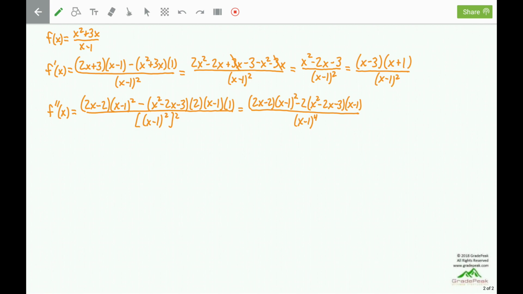As a rule of thumb, the power in the denominator of each successive derivative should be 1 higher. If we compare the second derivative denominator to the first derivative denominator, it appears to have increased by 2. But that's because in the numerator we have a factor of x minus 1 in each term that can factor out and cancel it back down. We will want to do this.